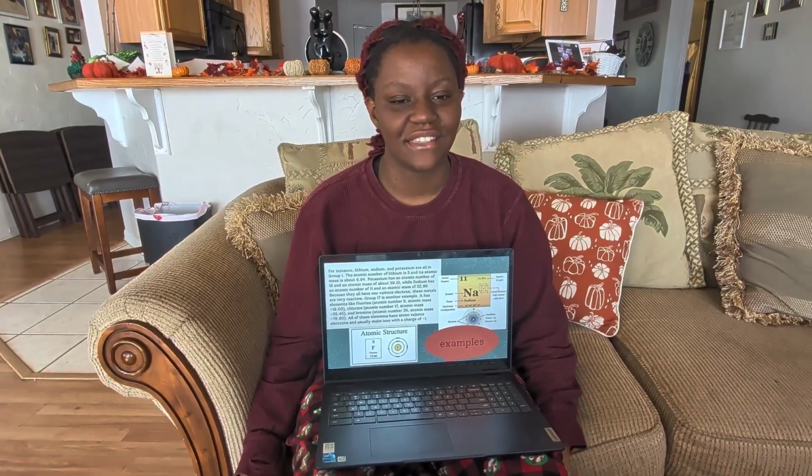For instance, lithium, sodium, and potassium are all in group 1. The atomic number of lithium is 3, and its atomic mass is about 6.94. Potassium has an atomic number of 19 and an atomic mass of about 39.10, while sodium has an atomic number of 11 and an atomic mass of 22.9, because they all have one valence electron. These metals are all very reactive. And then I have some more examples on there. All these elements have 7 valence electrons and usually make an ion with the charge of -1.